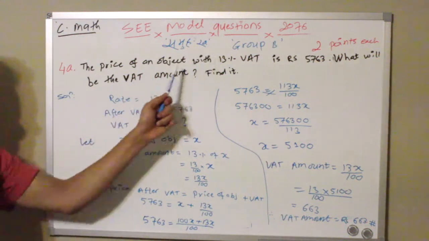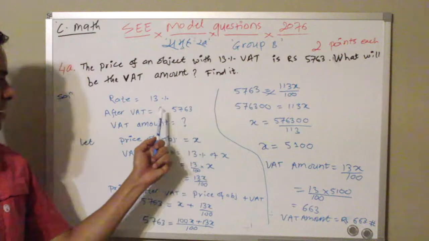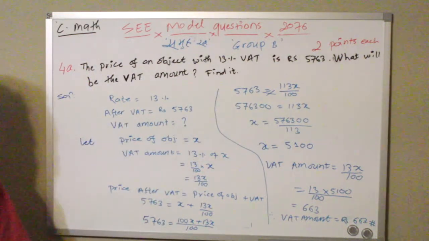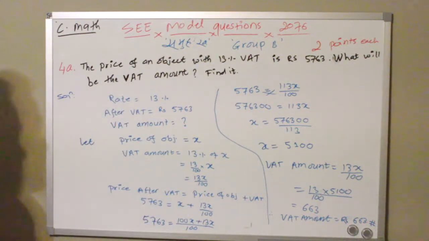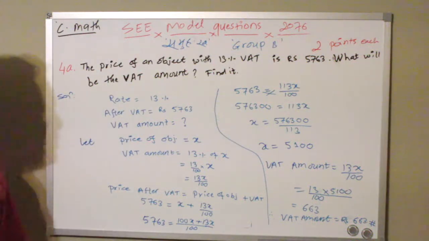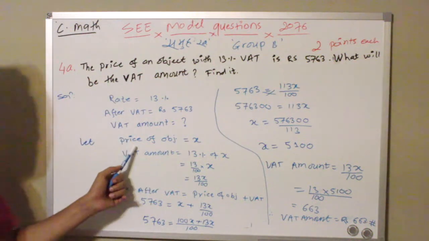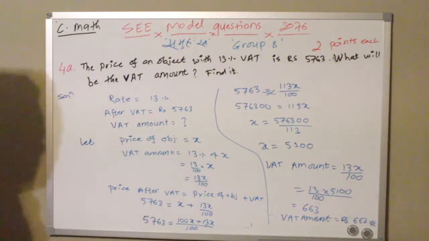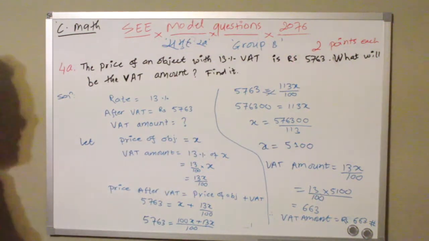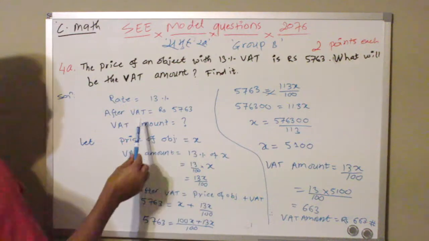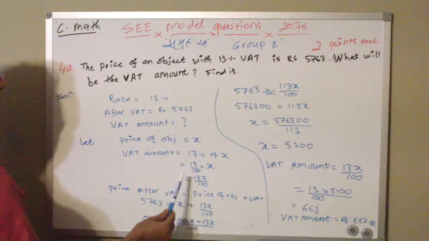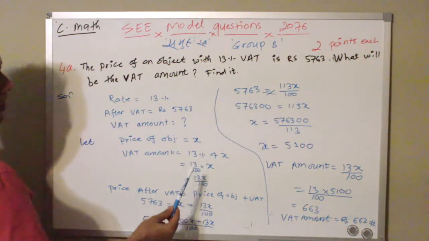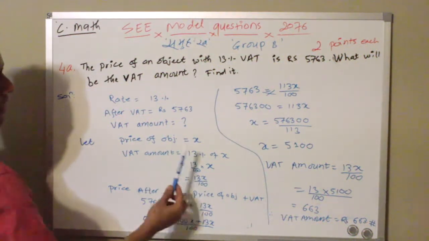13% is given. After VAT is given, and I need to find the VAT amount. If I know the price of an object, I can directly calculate that. But the problem is we don't have that. So I'm assuming the price of an object equals x. Once I know the price, I can calculate the VAT amount because it's 13% of that price. So 13% of x is 13 over 100 times x, which is 13x over 100.